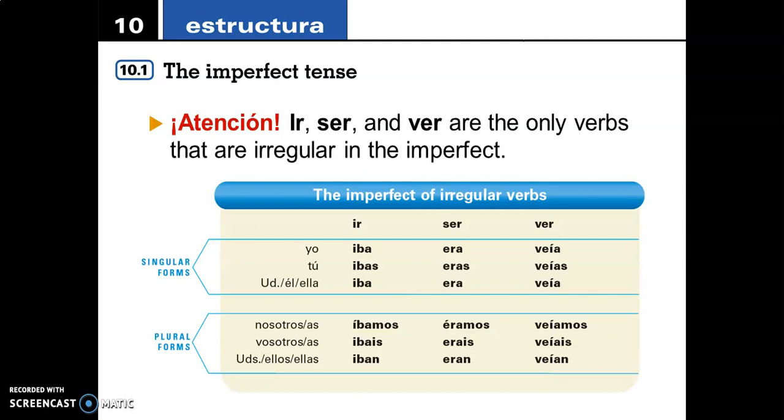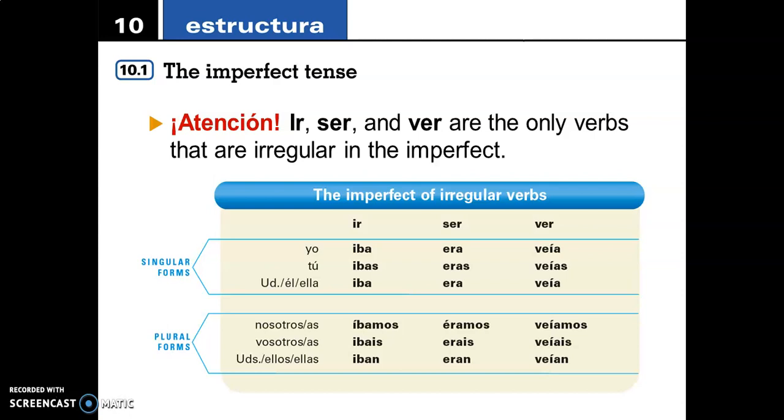Let's look at the irregulars. As I said, there's only a few, so we just have these three: ir, ser, and ver. Ir becomes iba. It's almost like a combination between the er and the ar endings. So ir, iba. Yo iba a la tienda. I was going to the store, or I used to go to the store. Iba, ibas, iba, íbamos, iban. And then ser becomes era. Yo era una niña. Yo era baja cuando era niña. Okay, tú eras, él era, nosotros éramos, ellos eran.